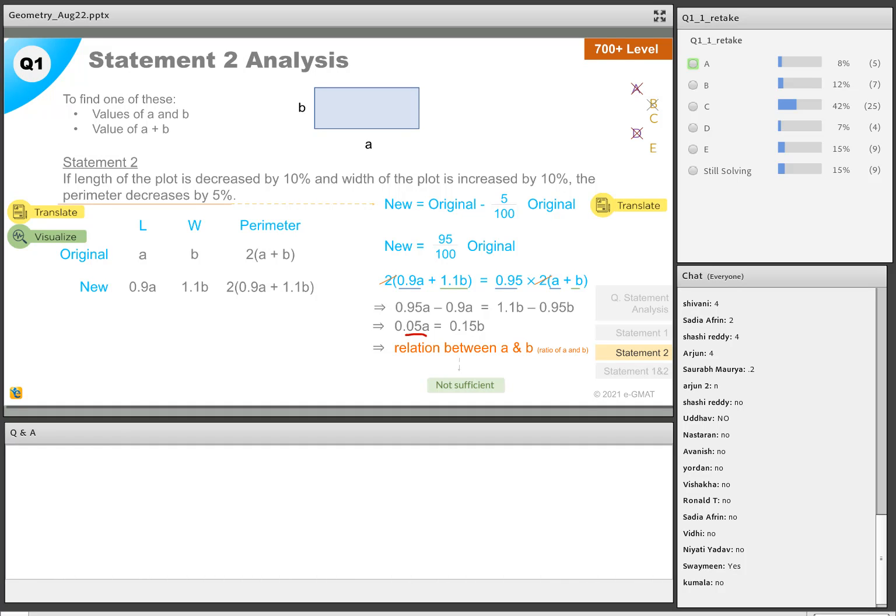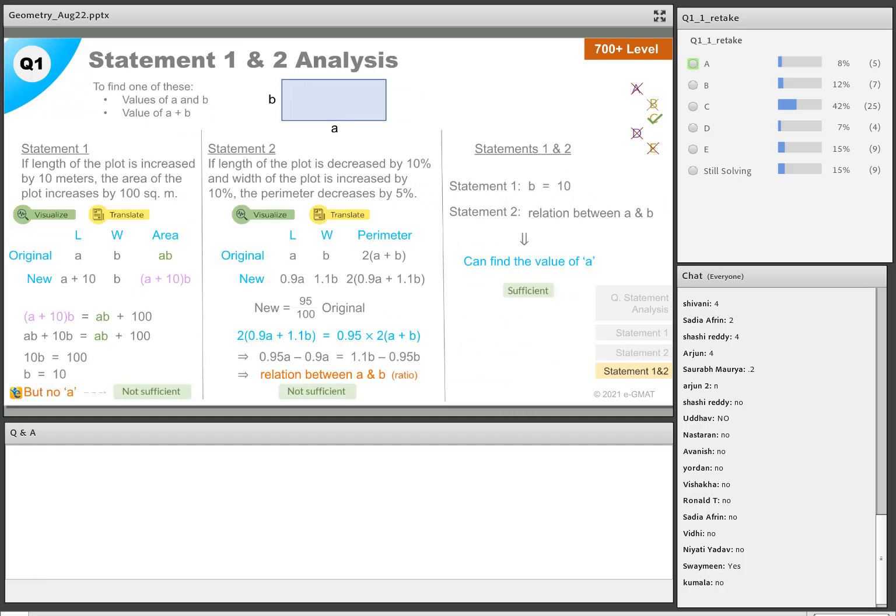Now, I have the relation, not the value. I have the relationship between A and B, but I do not have their actual values, right? If I do not have their actual values, I cannot get to the values of A and B or the sum of A and B. So this is not helping me. Again, statement 2 is not sufficient. So what do we do?